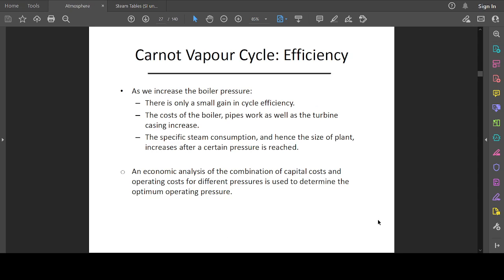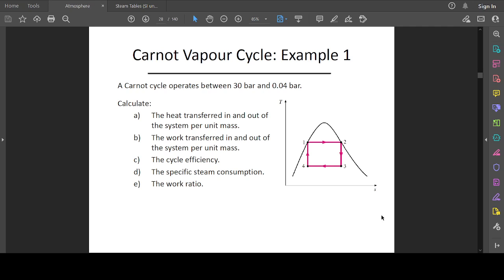As we increase the boiler pressure, there is only a small gain in cycle efficiency. The cost of the boiler, pipe works, as well as the turbine casing increase. The specific steam consumption, and hence the size of the plant, increases after a certain pressure is reached. An economic analysis of the combination of capital costs and operating costs for different pressures is used to determine the optimum operating pressure.